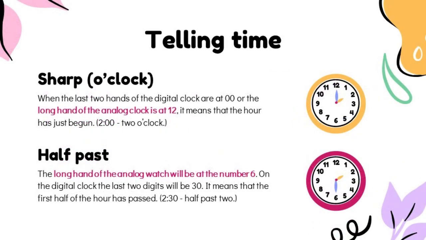Telling time. Sharp o'clock. When the last 2 digits of the digital clock are at 00 or the long hand of the analog clock is at 12, it means that the hour has just begun. The time at the right is 2 o'clock. Half past. The long hand of the analog watch will be at the number 6. On the digital clock, the last 2 digits will be 30. It means that the first half of the hour has passed. The time at the right is 2:30.